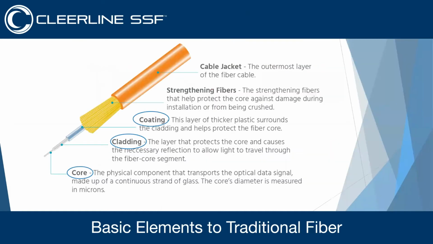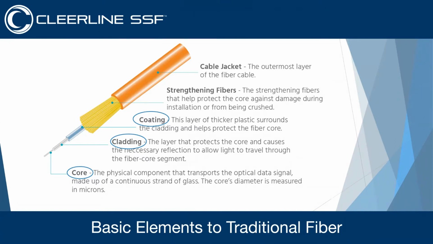Okay, so the basic construction or the elements that go into fiber are these. As I mentioned just now, you've got that very inner core. That's that 50 or 9 micron glass core in the middle, 9 being for single mode, 50 being for multi-mode. And then you've got the cladding, which I mentioned just now, that 125 micron cladding. That's kind of that mirror that keeps the light within the core.